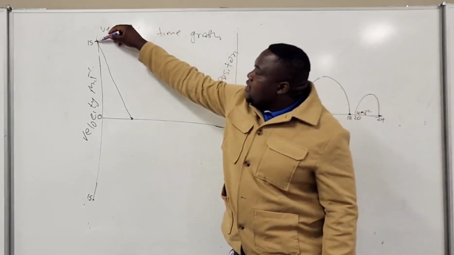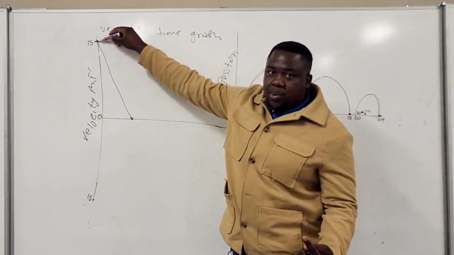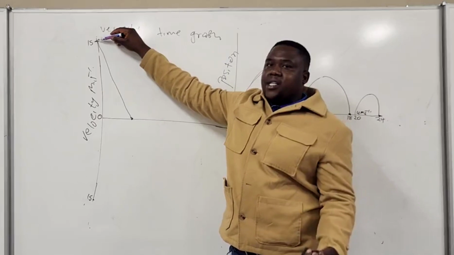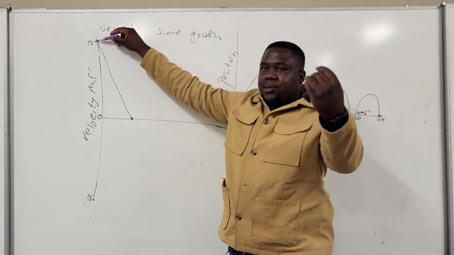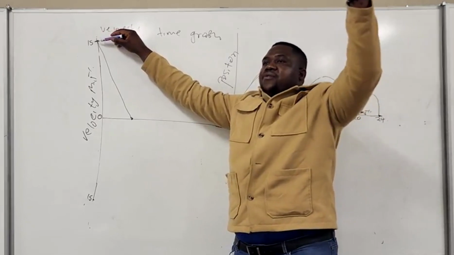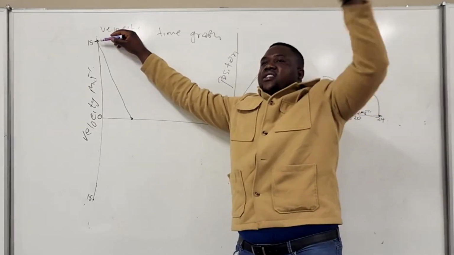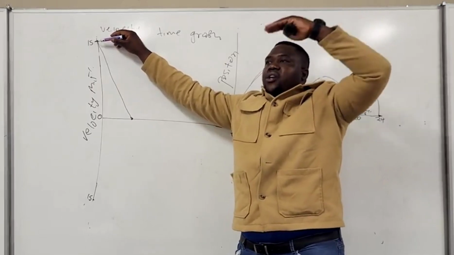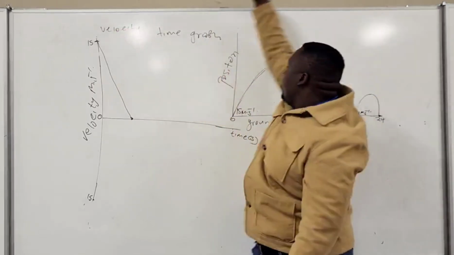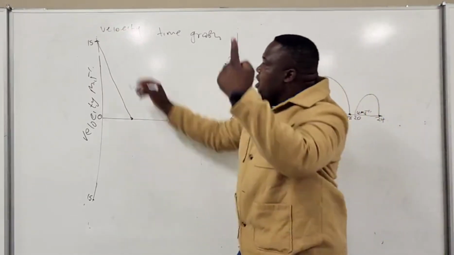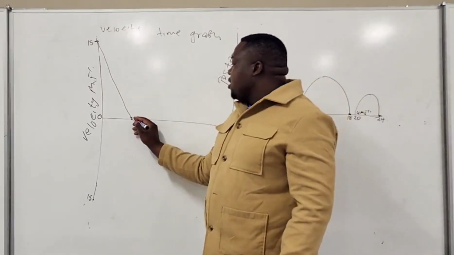That's why I'm saying that the object was projected up and it moves at 15 meters per second. But as it moves up, it will be decreasing its velocity. It will be 14, 13, 12, 11, 10, 9, 8, 7, 6, 5, 4, 3, 2, 1, 0. 0 will be here. Understand? So as the object is moving up, velocity is decreasing.